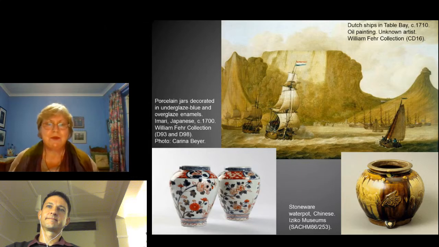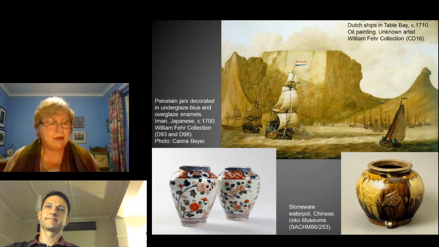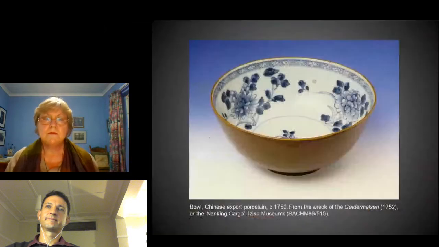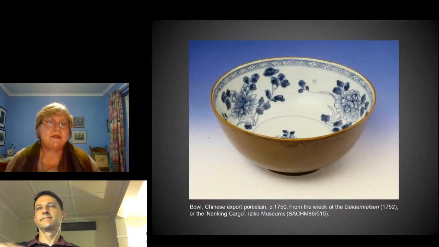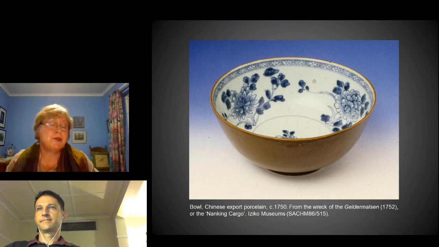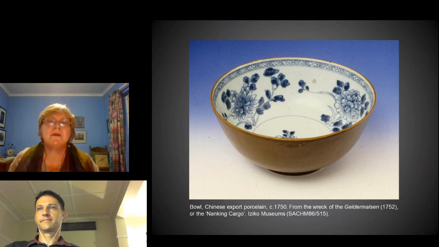Well, we know that it was alive and well. And these items that you see here, like the Japanese Imari vases and the Chinese stoneware water pot, arrived here at the Cape on the tables of some of the Cape citizens. This very beautiful bowl is from the wreck of the Geldermalsen, 1752, popularly known as the Nanking Cargo. Also an example, mid-18th century, of very beautiful blue and white ceramics that would have landed up on Cape tables.